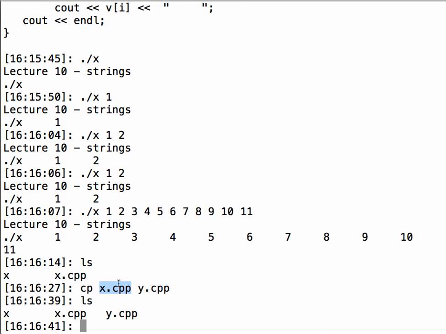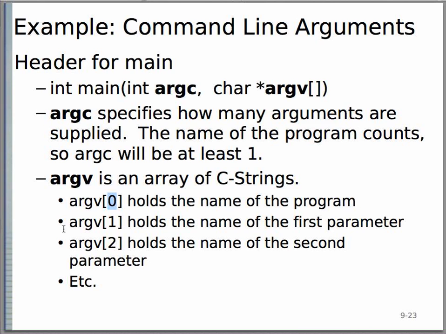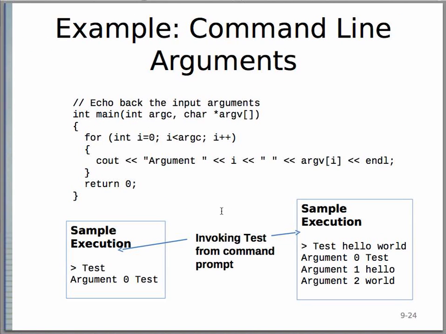And then in a loop, take every character from this file, x.cpp, and write it into this new file. That's all it does. So just about every command that you would execute on the command line is a C program just like this, and they all use argc and argv. And you can call them, as you saw, anything you want.